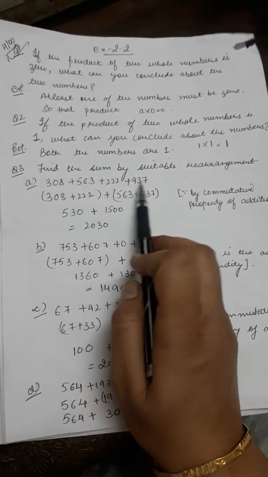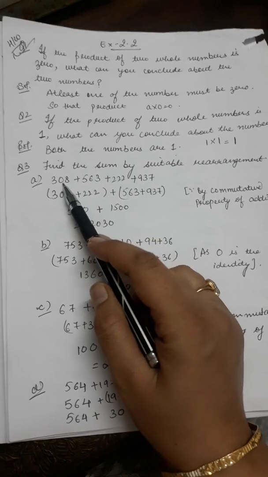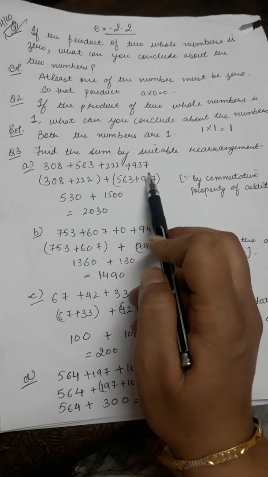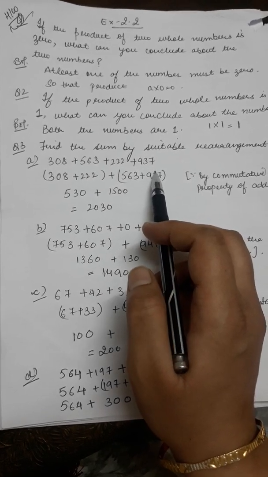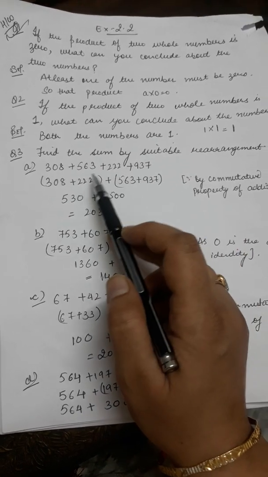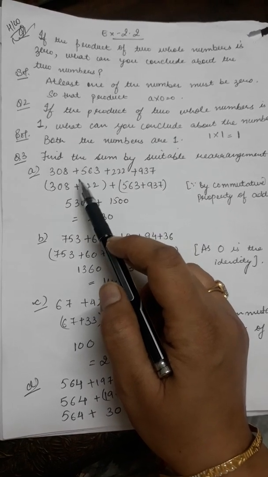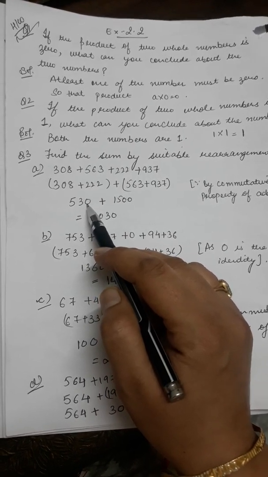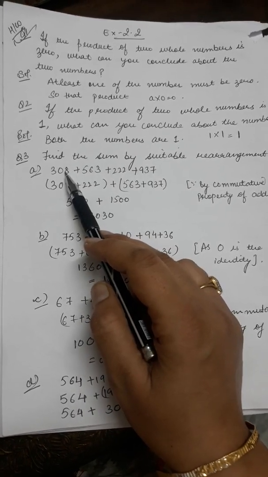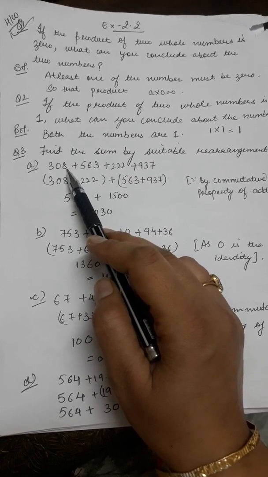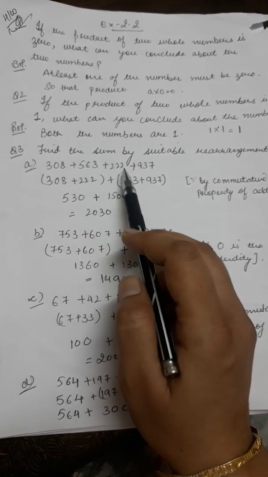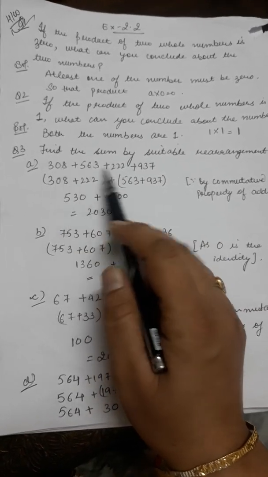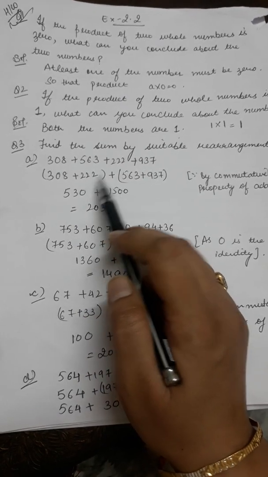Question number 3, find the sum by suitable rearrangement. So the A part is 308 plus 563 plus 222 plus 937. The first thing we should always keep in mind is we will try to pair the numbers such that we have 0 in the ones place. So 308 at ones place I am having 8. So 8 plus 2 will be 10. So this is the number which when added to this will make ones place 0. So pair up these two numbers, 308 plus 222 plus.